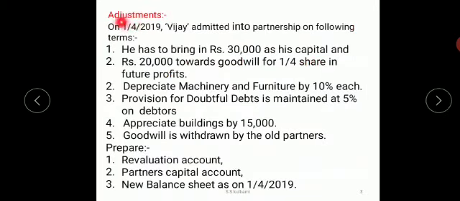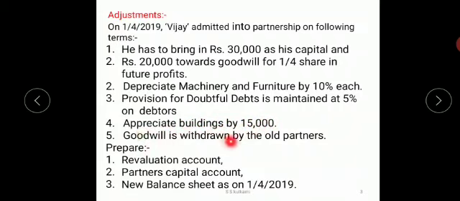Now the other information, that is, the adjustments. On 1/4/2019, Vijay is admitted into partnership on the following terms. He has to bring 30,000 as his capital and 20,000 towards goodwill for 1/4 share in future profits. Depreciate machinery and furniture by 10% each. Provision for doubtful debts is to be maintained at 5% on debtors. Appreciate building by 15,000.